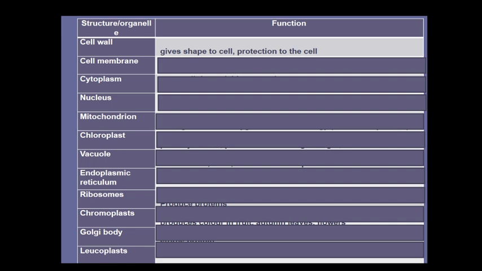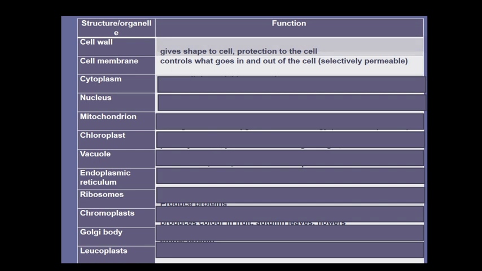Right, the cell wall gives shape to the cell. It is also providing protection to the cell. The next one that we have is called the cell membrane. And if you remember, the cell membrane controls what goes in and what goes out of the cell. In other words, it is selectively permeable. The next one is cytoplasm. Cytoplasm is the jelly-like liquid that surrounds all the other organelles. And the function of the cytoplasm is this is where most cellular activities occur.